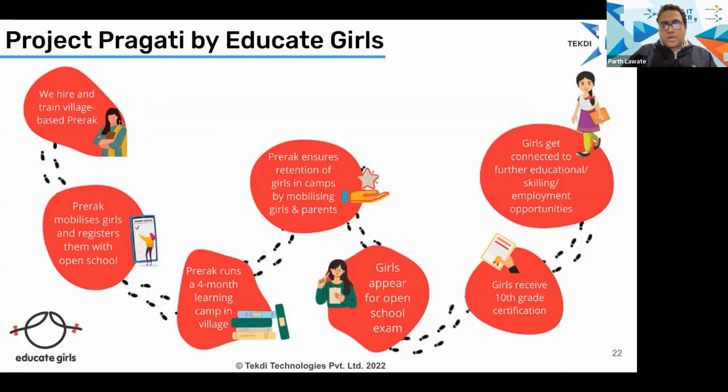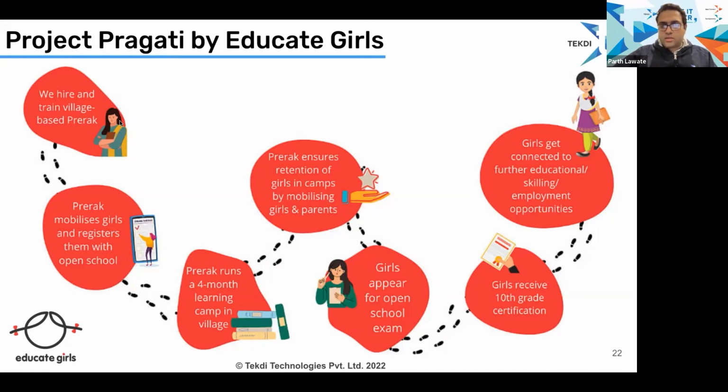In these camps, they are taken through various learning interventions that help them prepare for ensuring that they can pass the 10th grade examinations. This goes right down to ensuring that the girls actually appear for an examination and them getting the 10th grade certification, right up to actually them getting connected to further skilling and educational and employment opportunities.